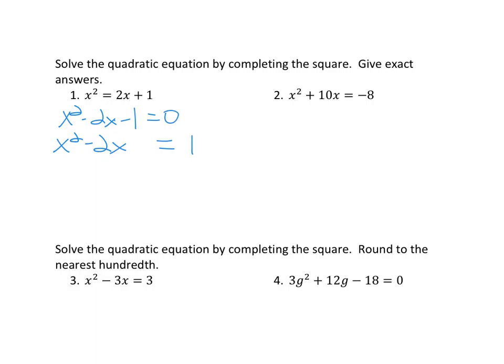Second step is to divide everything by a. That's the coefficient in front of the x squared. So if you had a number there, like we'll see down here at number 4, you would divide everything by that number. This one doesn't have that, so we're good. We can skip step 2.